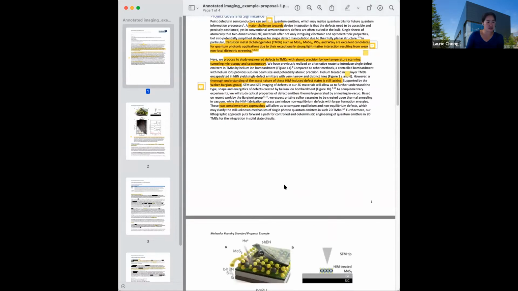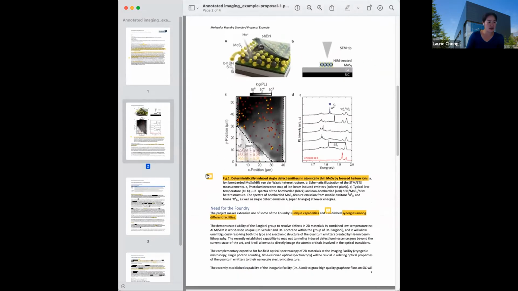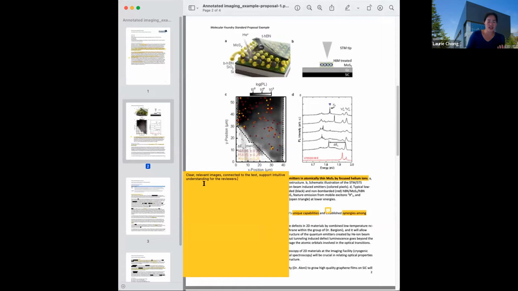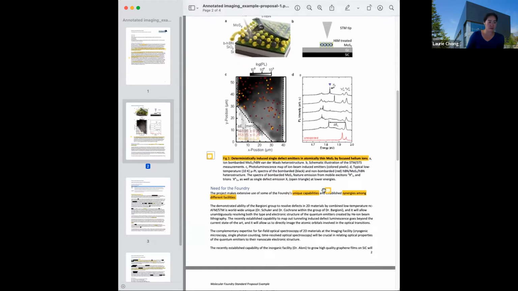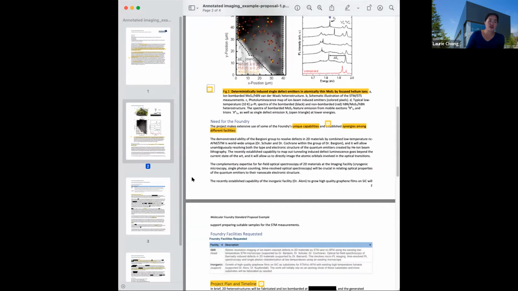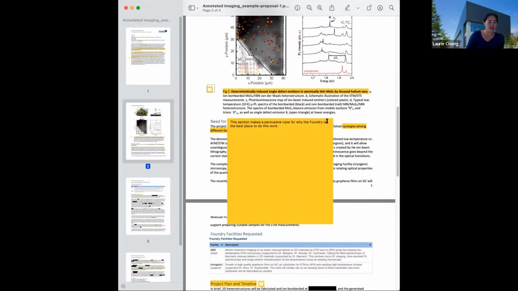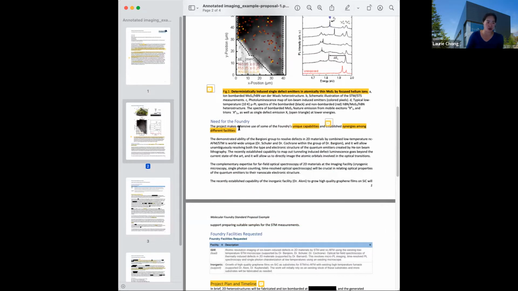This next one, as we scroll down in the figure, the images here are clear, relevant, and connected to the text. So it will actually provide support for the reviewers understanding what your goals here are. And when you discuss the need for the Foundry, this section is making a persuasive case of, again, why the Foundry is the best place for this work.